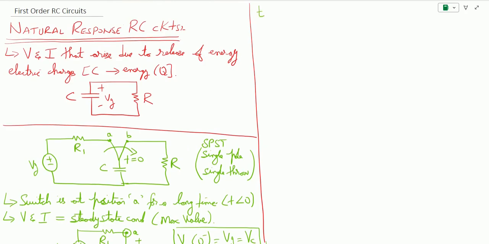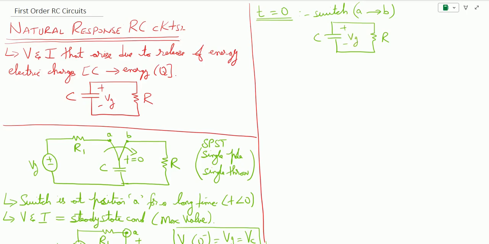So at time equals 0, the switch moves from A to B. Switch moves from position A to position B. When it moves to position B, our new circuit will just be a capacitor connected to its resistor. So now we have a capacitor and resistor, and the voltage appearing across will be Vg.